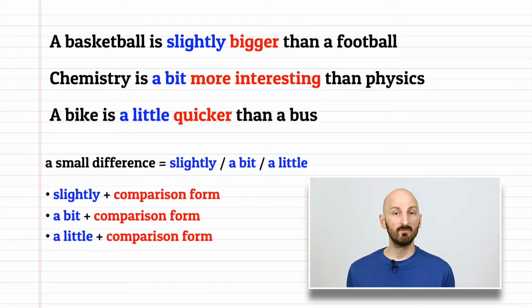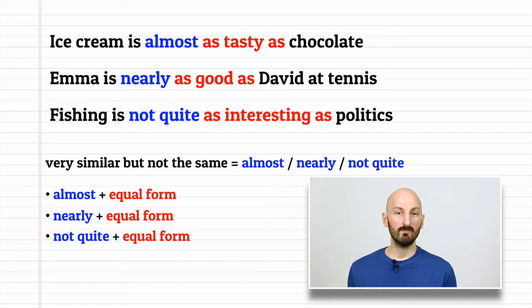So what about when there's a very small difference? Well, a basketball is slightly bigger than a football. The word slightly shows that there is a very small difference between the basketball and the football. We can also use a bit and a little. For example, chemistry is a bit more interesting than physics, and a bike is a little quicker than a bus. We can use the equal comparison as well. Ice cream is almost as tasty as chocolate. The word almost shows ice cream and chocolate are very close, but not quite the same. We can also use nearly and not quite. Emma is nearly as good as David at tennis, and fishing is not quite as interesting as politics.